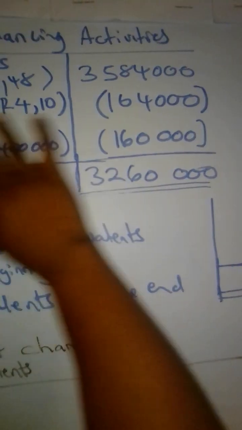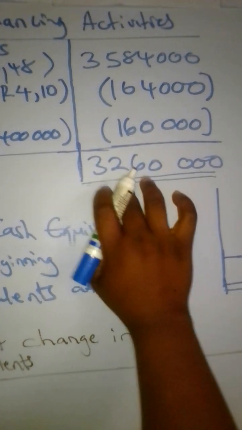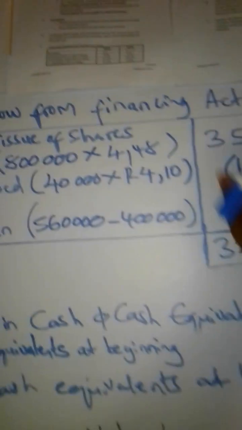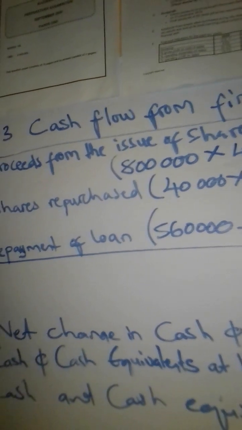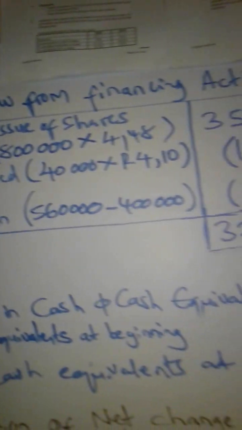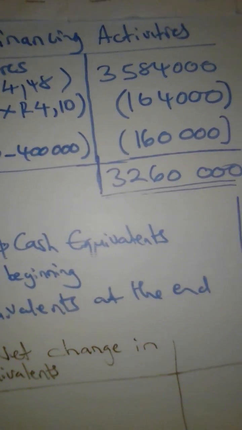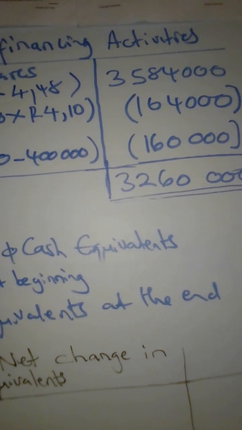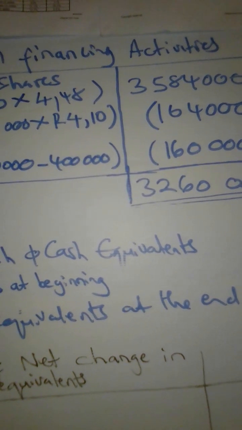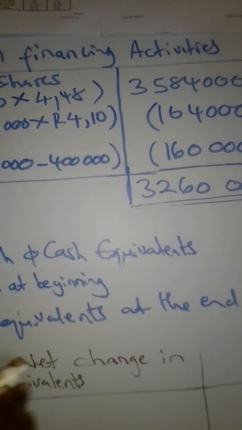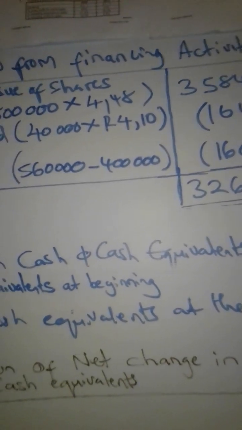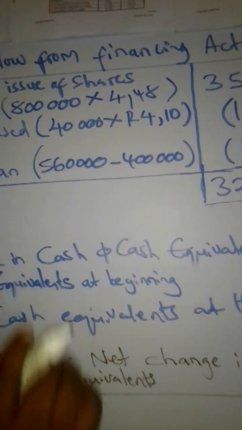3,260,000. So this is our answer. This is the amount for the cash flow from the financing activities. Okay, the last part now of this cash flow statement is to calculate the net change in the cash and cash equivalents, whereby we need to identify the cash and cash equivalents at the beginning and the cash and cash equivalents at the end.